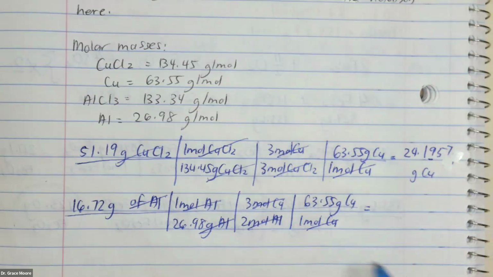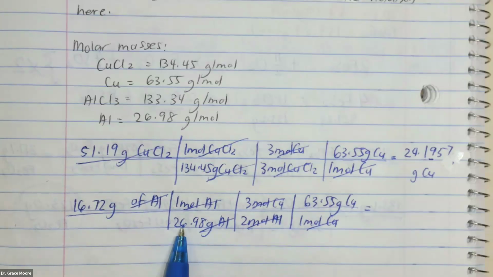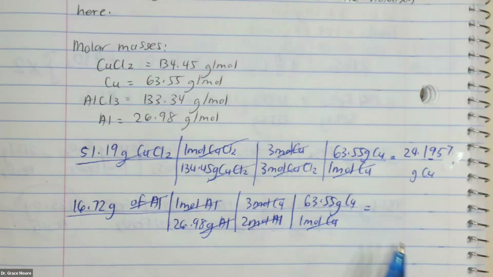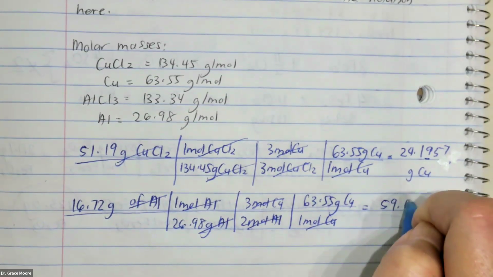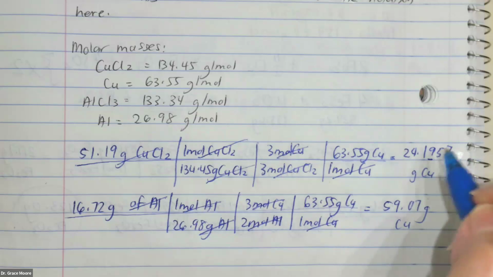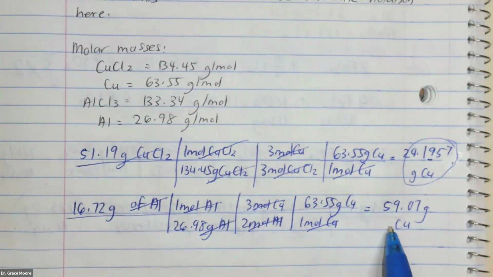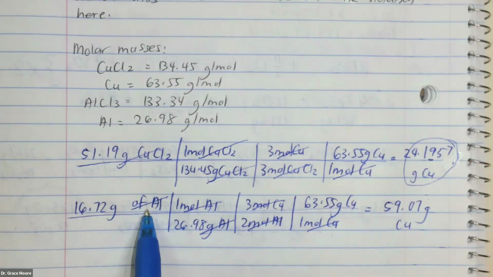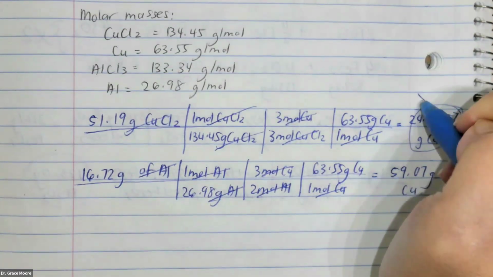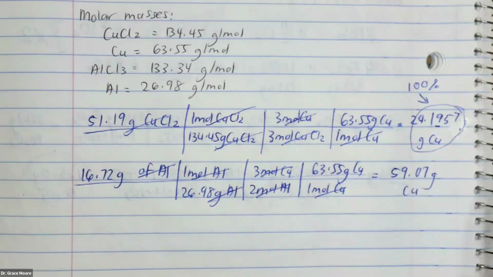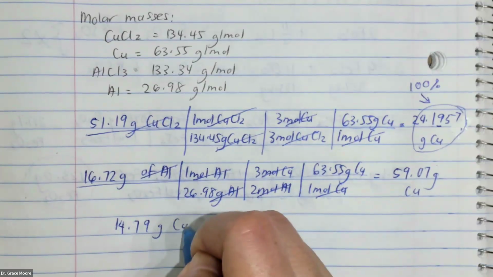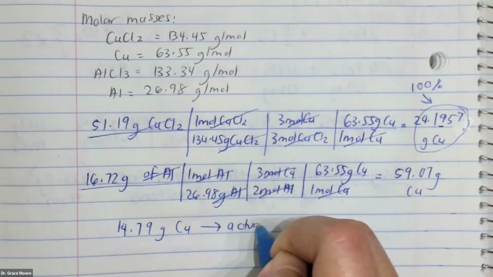All right, the next one, you put that in the calculator, 16.72 divided by 26.98 times 3 divided by 2 times 63.55, you will get 59.07 grams. And obviously this is the bigger one, so my smaller one is my theoretical yield. The bigger one is impossible because aluminum is excess. CuCl2 is my limiting reactant. So if this one is my theoretical yield, this is my 100% point. Okay, and they say, well, I really just made 14.79 grams of copper. So this is my actual yield.